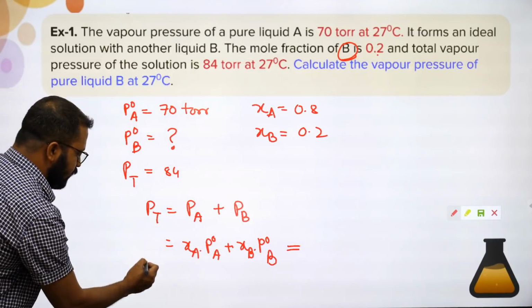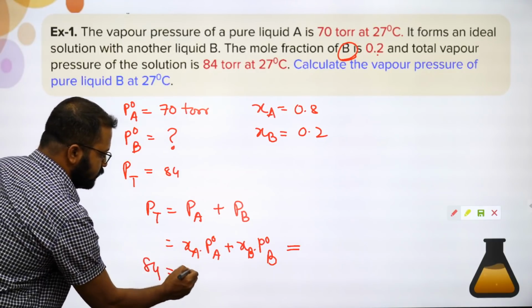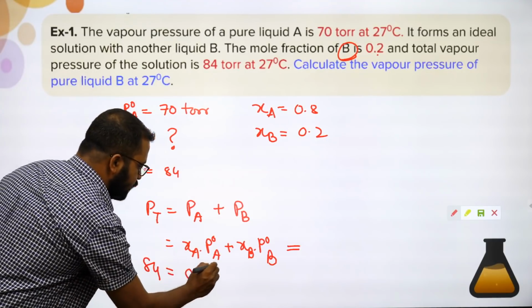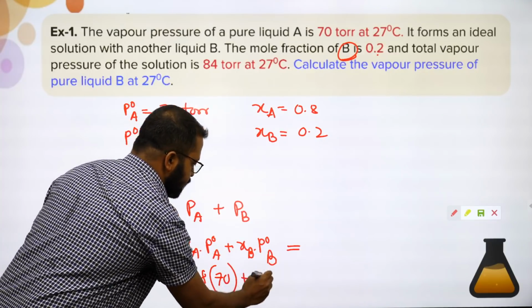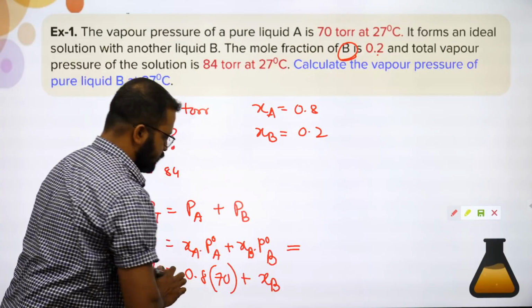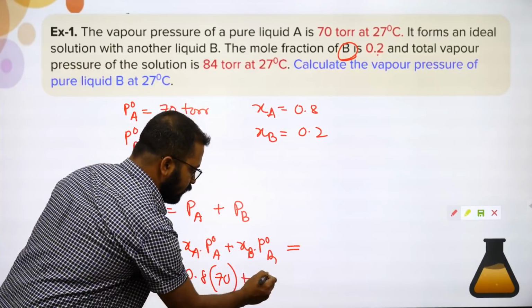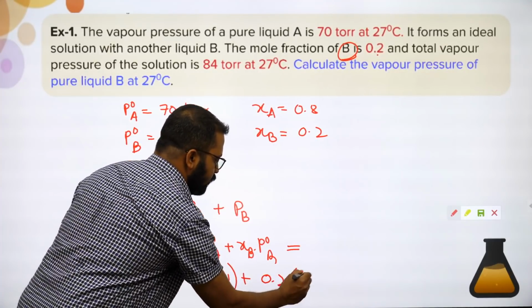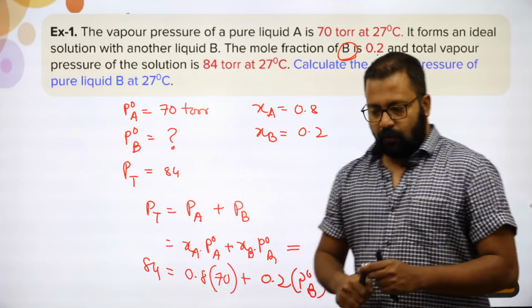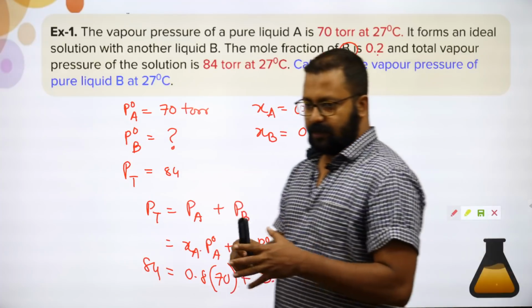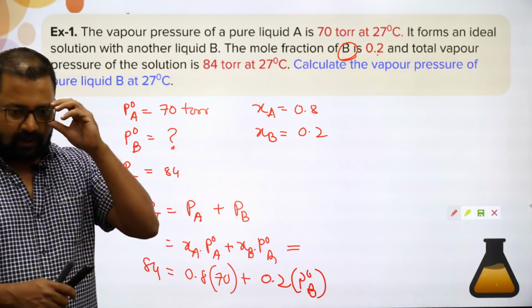Incorporate the values. This will be 84, this is 0.8, P naught A is 70, plus chi B, which is 0.2, times P naught B. You can get the answer from here. What is the answer that you are getting? Please tell me.